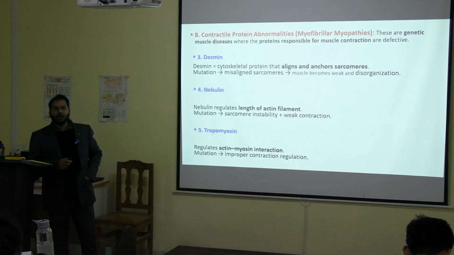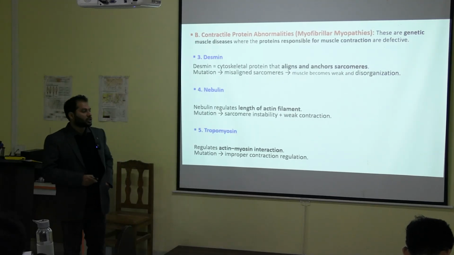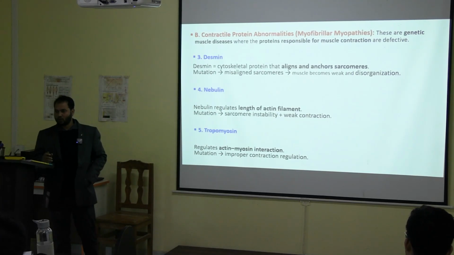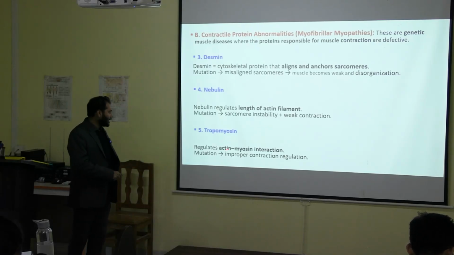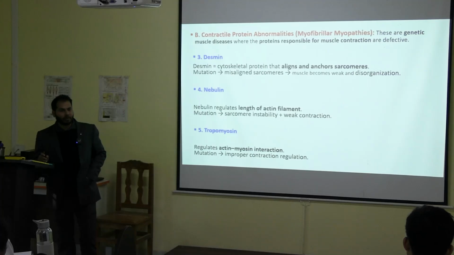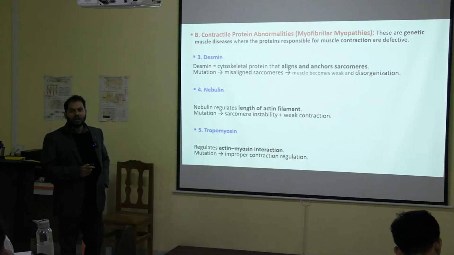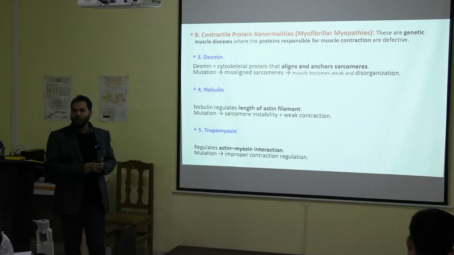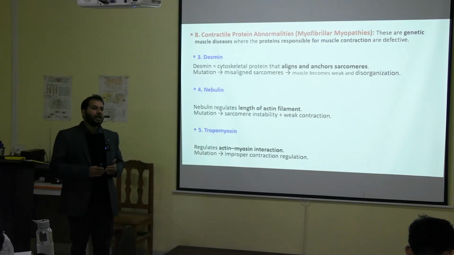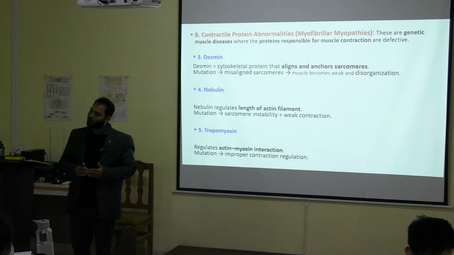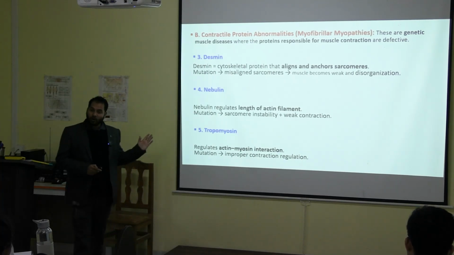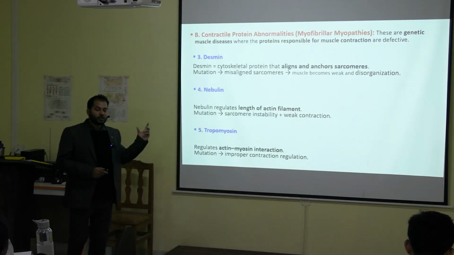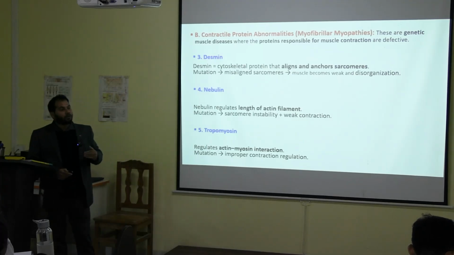And due to the instability of the sarcomere, the force generation or force of contraction is weak. And then again, another important type of protein is tropomyosin, right? So these tropomyosins generally regulate the actin-myosin interaction in normal conditions, but in presence of some abnormality like mutations, it causes improper contraction regulation, meaning the regulations are not well controlled in presence of abnormal or mutated tropomyosin. So these are some important proteins, where mutations of the genes producing these proteins lead to the development of myofibrillar myopathy.